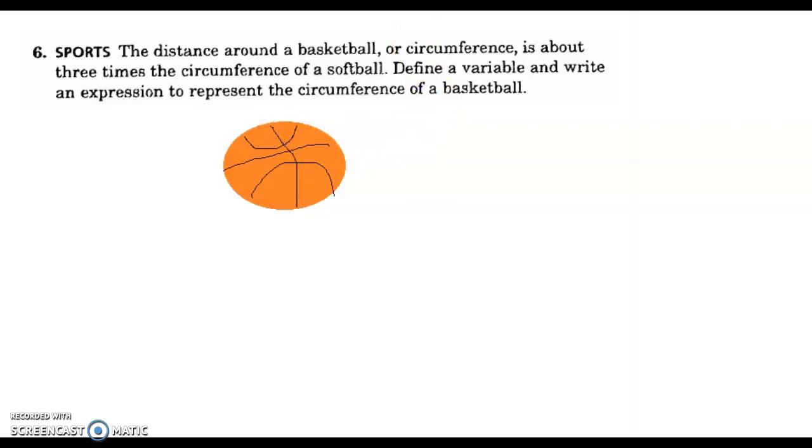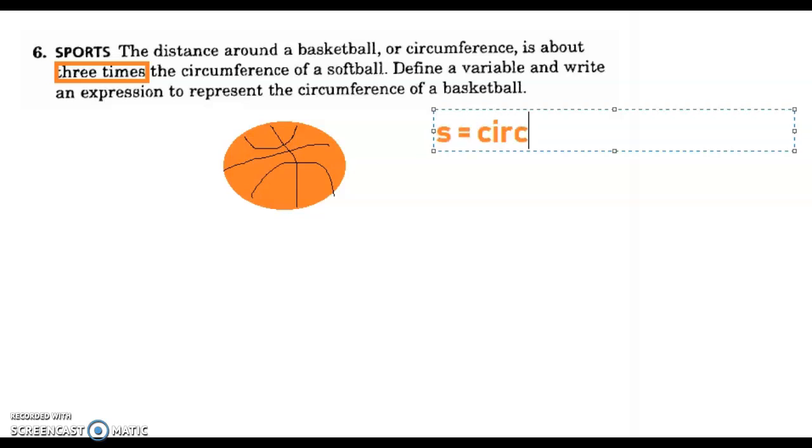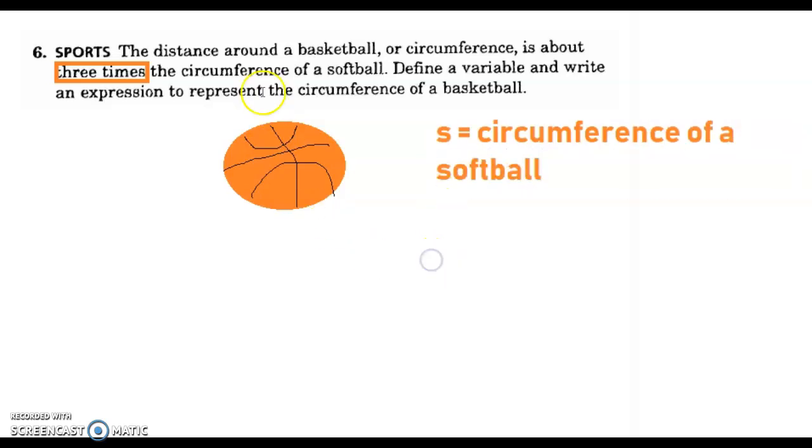And we kind of have to figure out what our keywords here are. So our basketball is about 3 times, so 3 times the circumference of a softball, right? Define a variable and write an expression. So we're gonna say our variable, since it's 3 times the circumference of a softball, I'm gonna say S, which is the circumference, or you can put C, circumference of a softball. And it told us that it is just 3 times that, right? So 3 times S is gonna be our circumference of a basketball. So that's it, right? It sounds all complicated and then it comes down and it's not that bad.